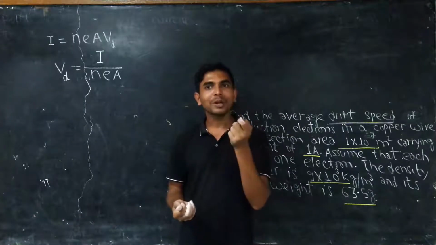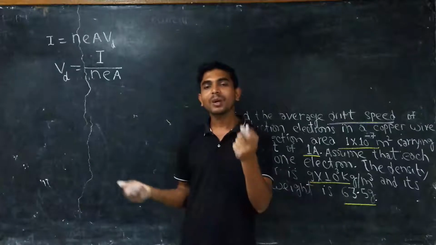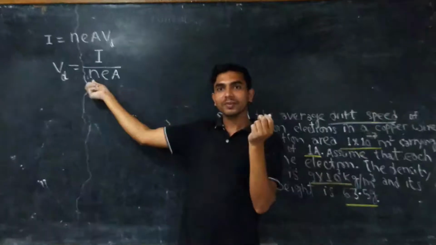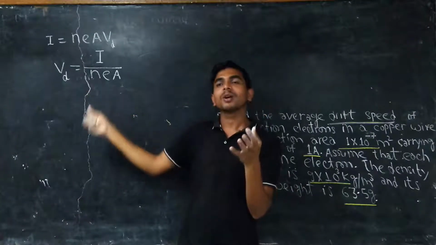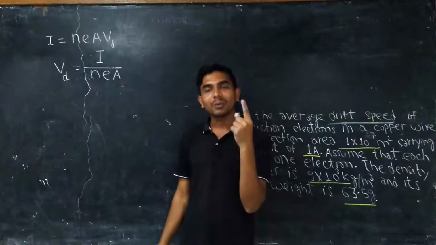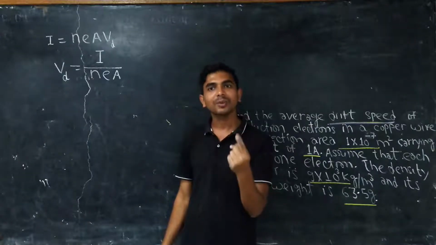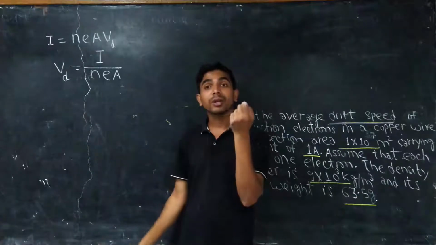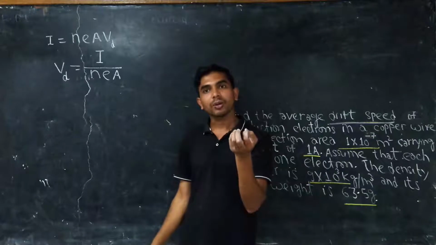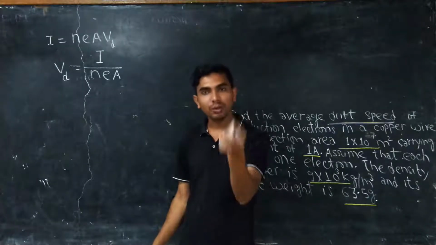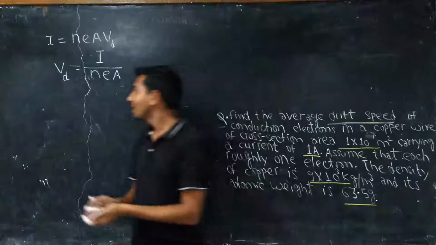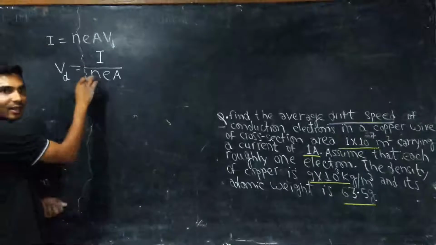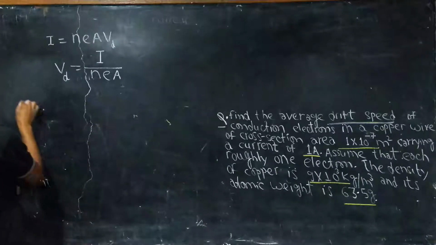So if the number of atoms per unit volume is known, then we are able to calculate the number of electrons per unit volume, because each atom is contributing one electron. And the number of electrons per unit volume will be the number of atoms per unit volume. Okay, so next I am going to calculate this one, N. So N is what?